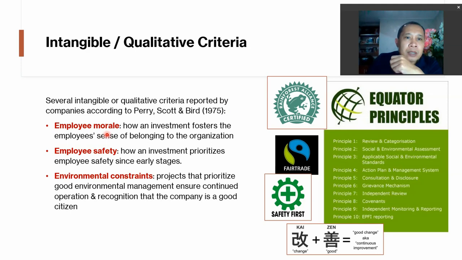So first one is employee morale. So this is really how an investment fosters the employee's sense of belonging to the organization, with the overall goal that the employee would be more willing to contribute their best to the project.